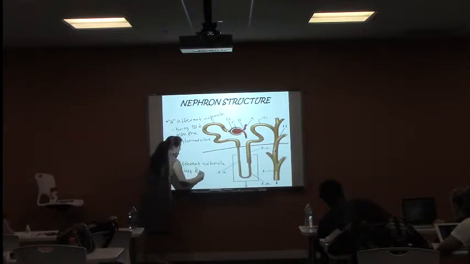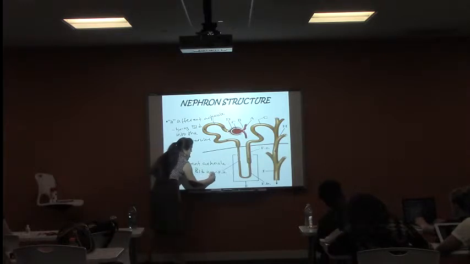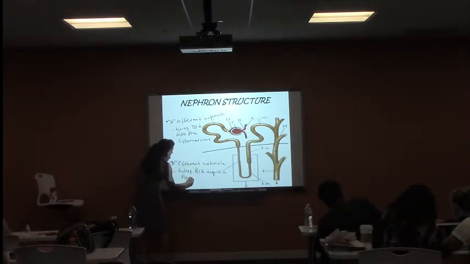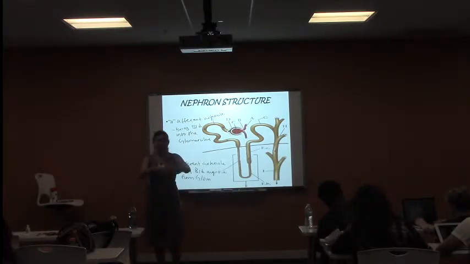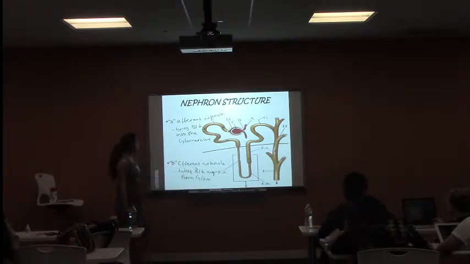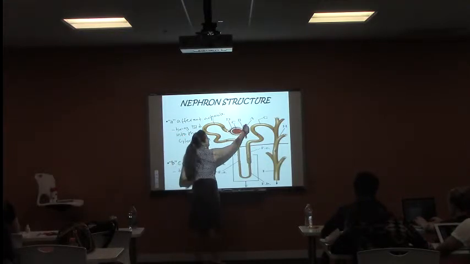Blood away from glomerulus. So afferent brings blood into the glomerulus, efferent takes blood away from the glomerulus. Okay? So this is afferent, this is efferent.